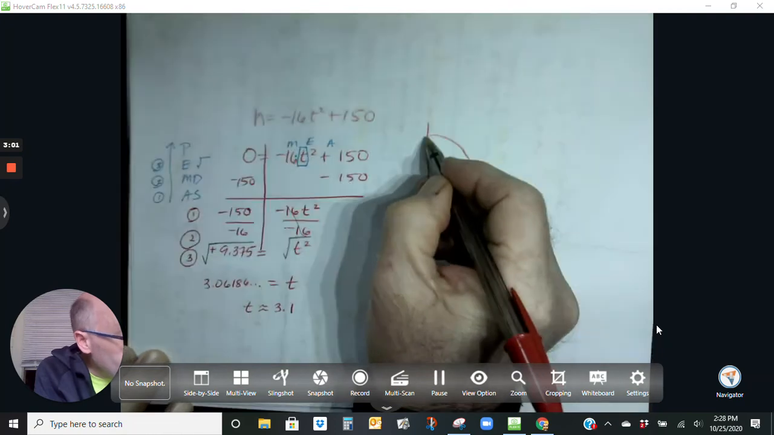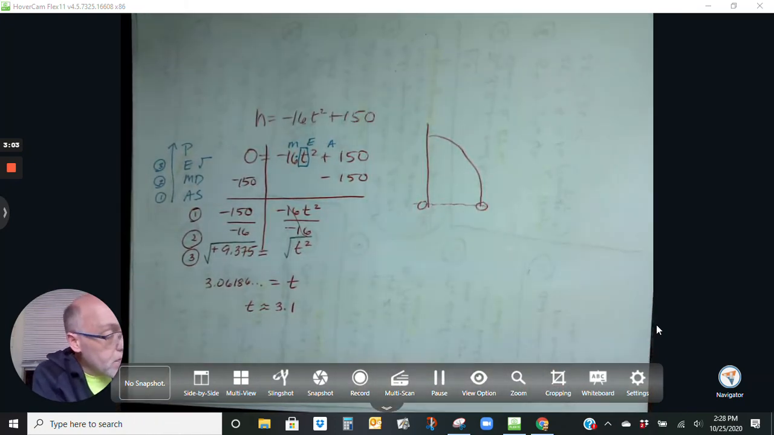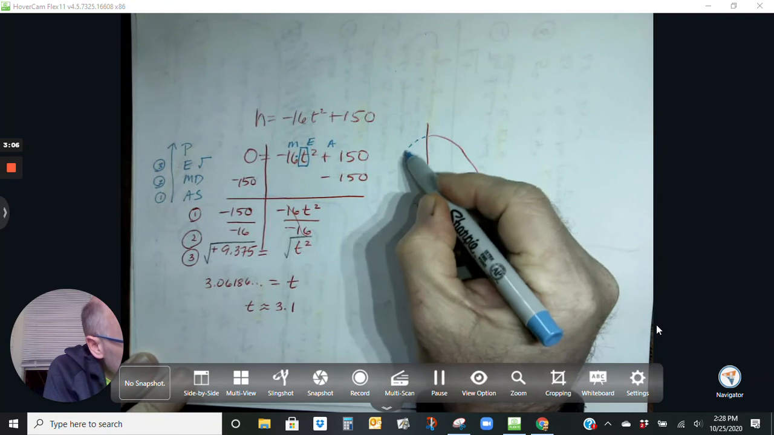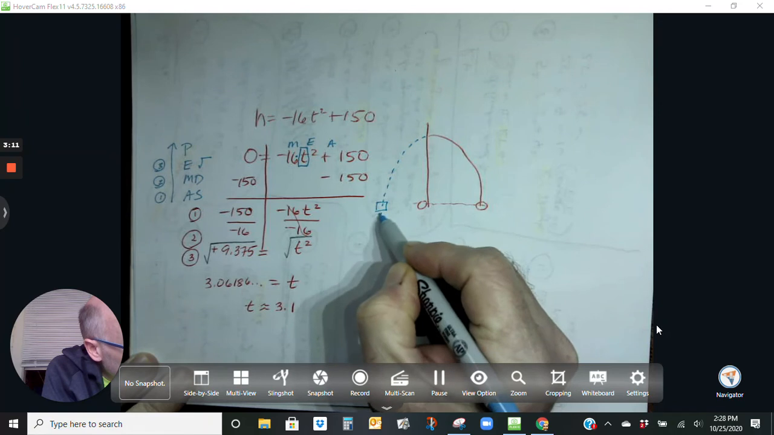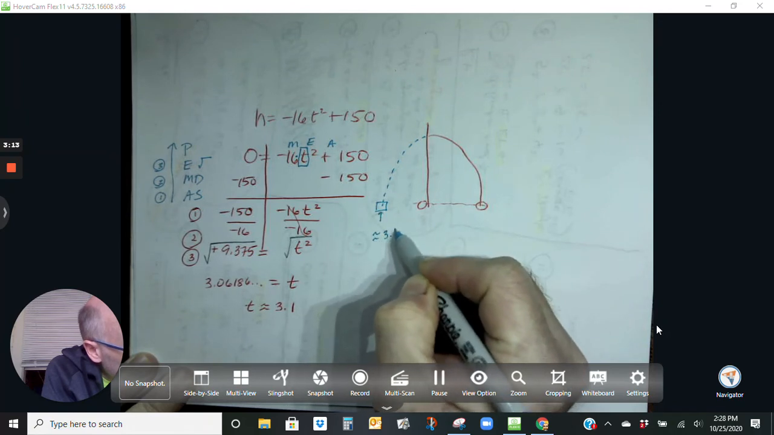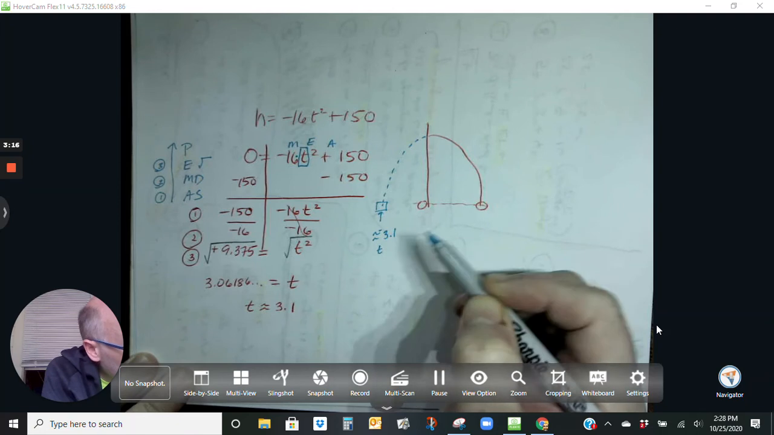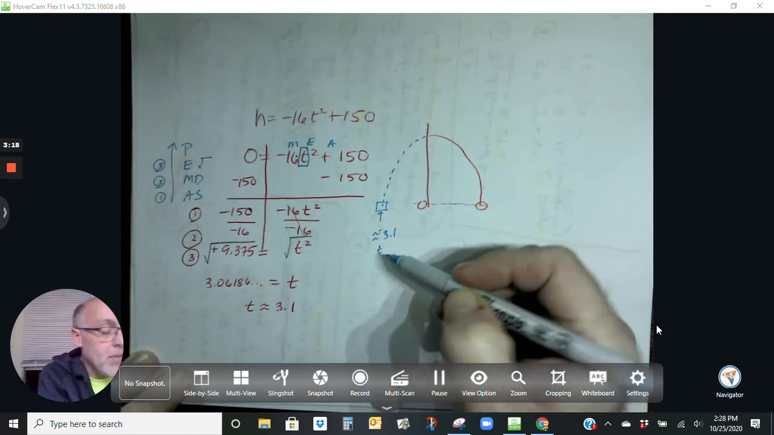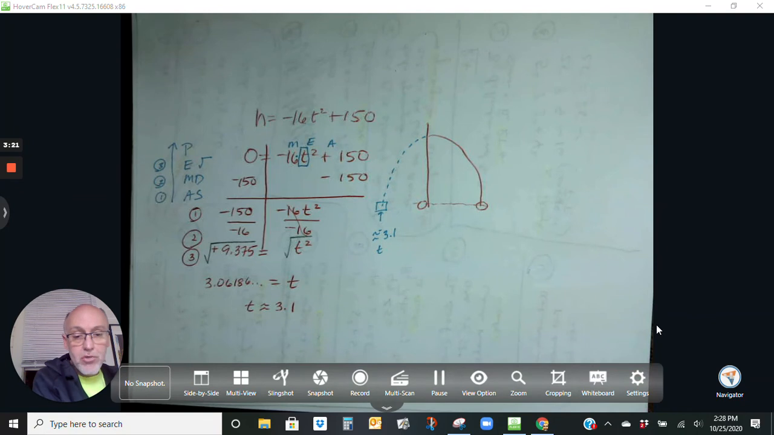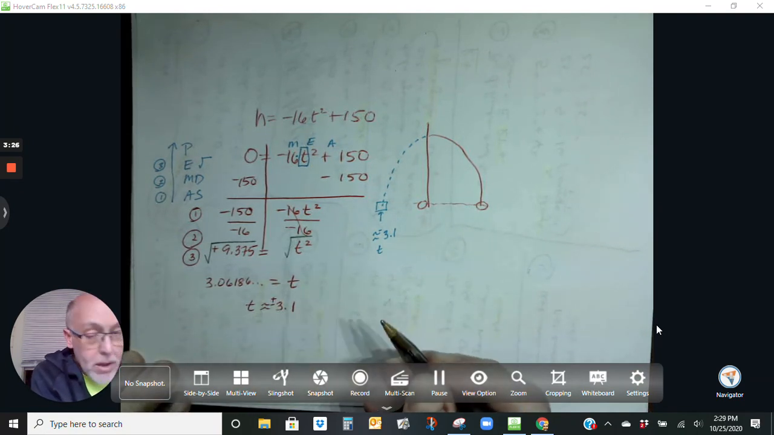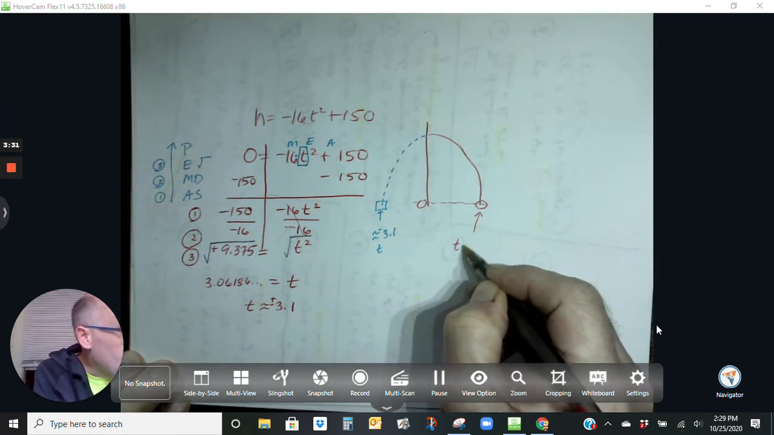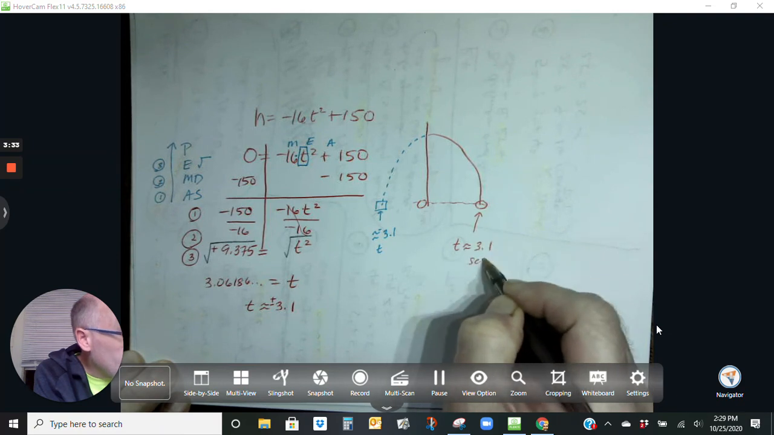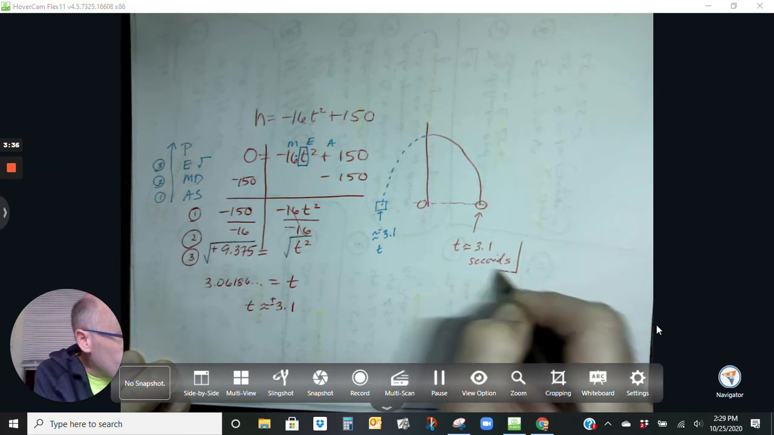I do know that this parabola does come down over here and hit over here at time negative 3.1, but that doesn't make any sense. Time can't be negative, not when we're talking about an object dropping. So the only possible answer, even though there's 2, positive and negative, for this problem, we would say at 3.1 seconds, because this is a real world problem.